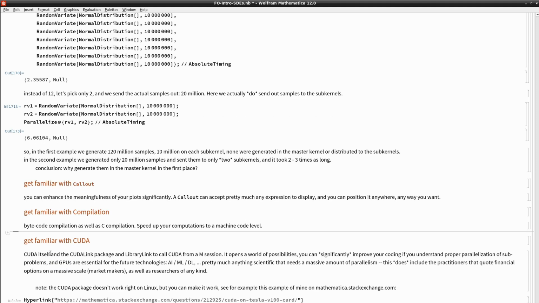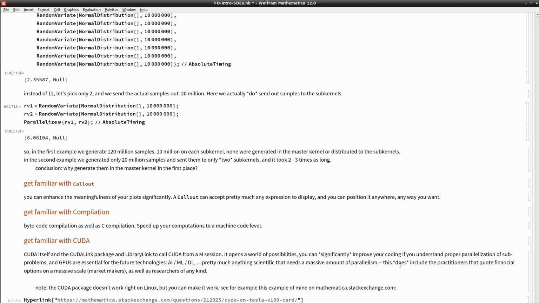Next, I recommend you get familiar with CUDA itself and with the CUDALink package, and also with LibraryLink to call CUDA from a Mathematica session. It's LibraryLink that opens up a world of possibilities. You can significantly improve your coding if you understand proper parallelization of the subproblems. GPUs are essential for future technologies such as artificial intelligence, machine learning, and deep learning. So I think pretty much anything scientific that needs massive parallelization is a candidate for GPUs, the CUDALink package, and compilation. You should really get familiar with it. It's not that hard for a C programmer.